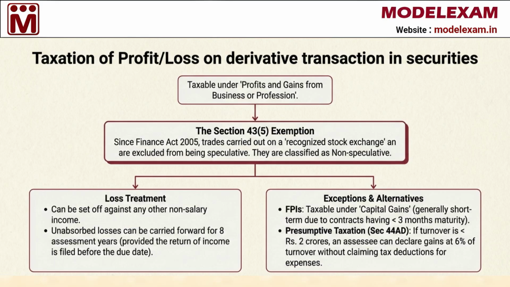Now, let's shift our focus to the rules of the government regarding taxes. Since the Finance Act of 2005, trading derivatives on a recognized exchange is considered a non-speculative business. This is great news for traders because it means if you have a loss, you can use it to reduce the tax you owe on other income, though you cannot use it against your salary. You can even carry these losses forward for 8 assessment years if you file your tax return on time.